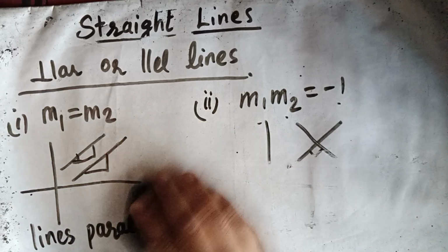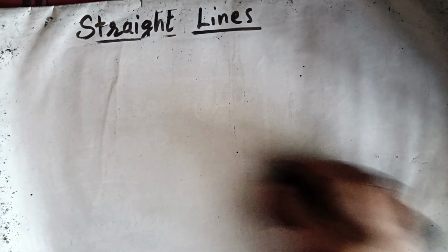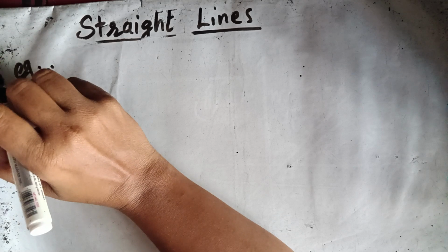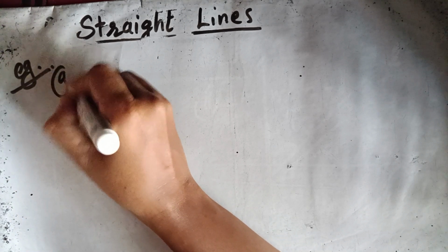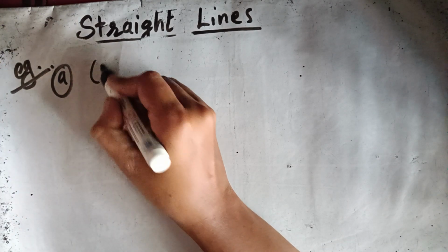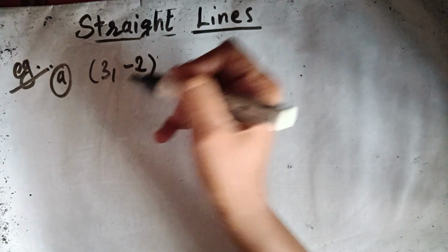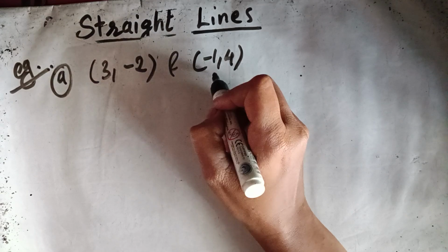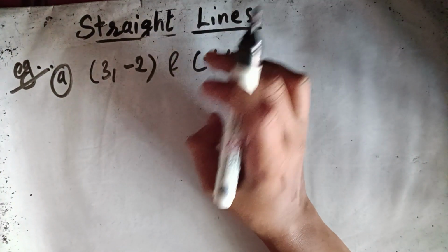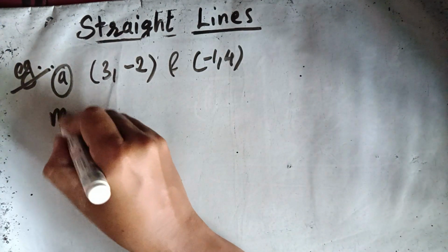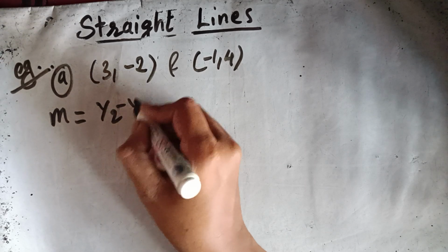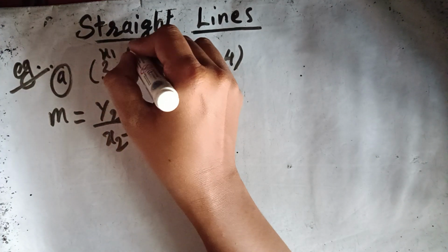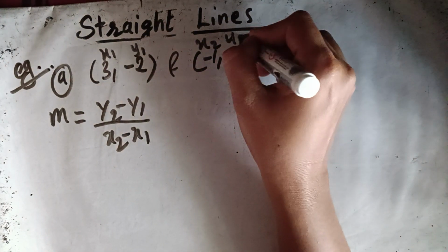There are some examples. Find the slope of the lines. So first they have given 2 points, 3, -2 and -1, 4. Now these 2 points are given, so this is in the point form. So we can find the slope: y2 minus y1 upon x2 minus x1. This is x1, y1, x2, y2.